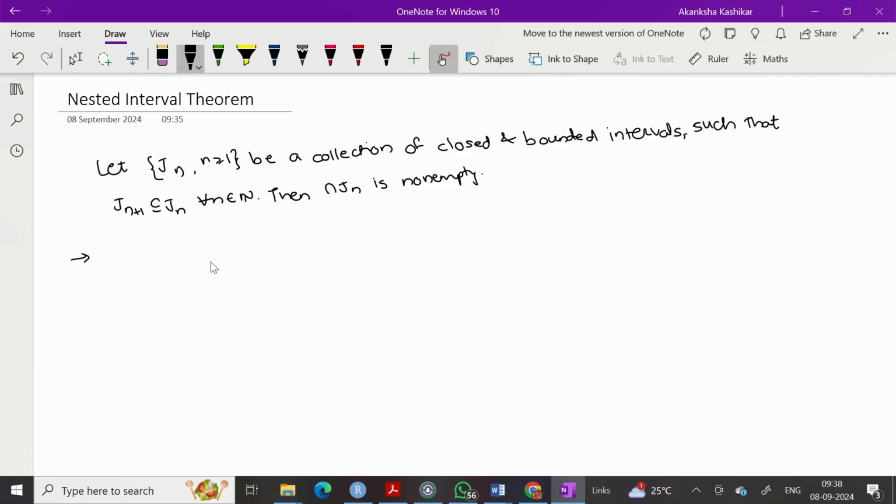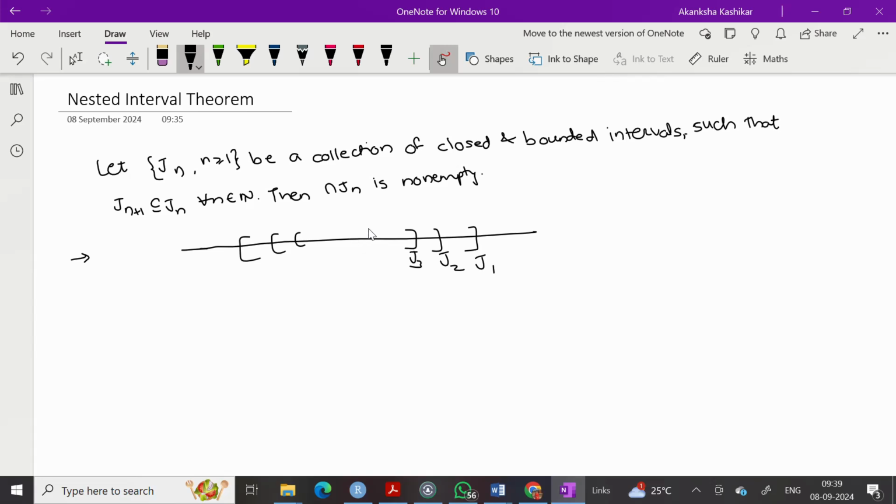So what do I have? Suppose this is my J1. Then the statement says Jn plus 1 is a subset of Jn. So J2 has to be something like this. J3 will be something like this. Hence we call them nested intervals. The intervals are nested in each other. Okay. So we have to prove that the intersection of all such intervals is non-empty.